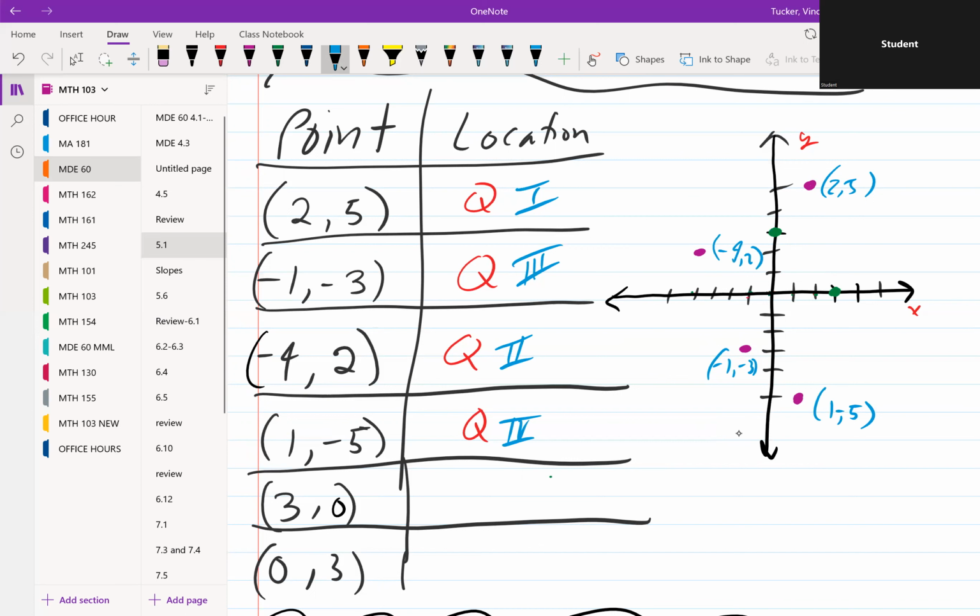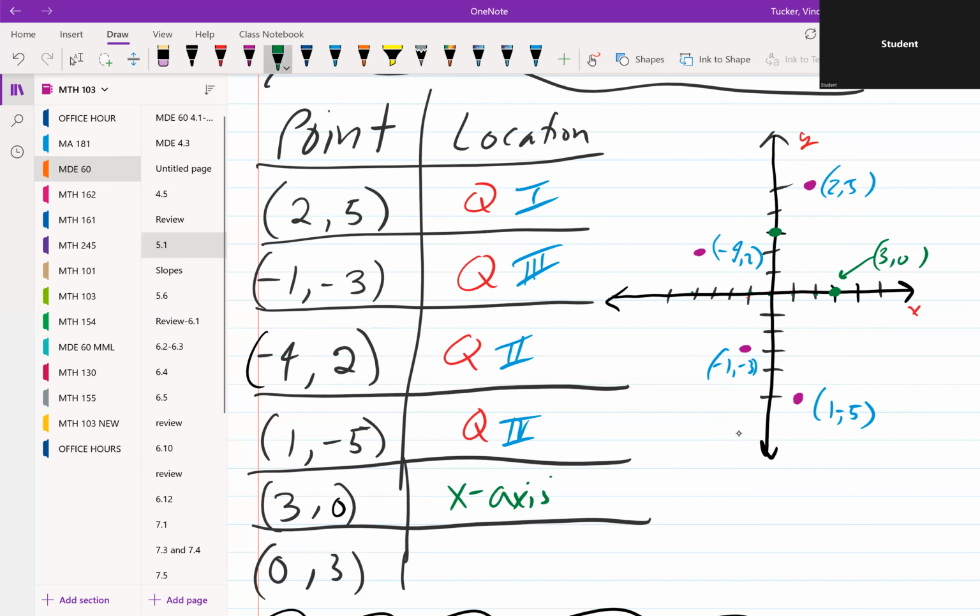So before we go to those last 2 points, problems with the first 4? All right. So we have 3, 0. For 3, 0, you would go to the right 3, but then you wouldn't move because of 0. So that'll put us right here. And that wouldn't be in a quadrant. That would be considered on the x-axis.